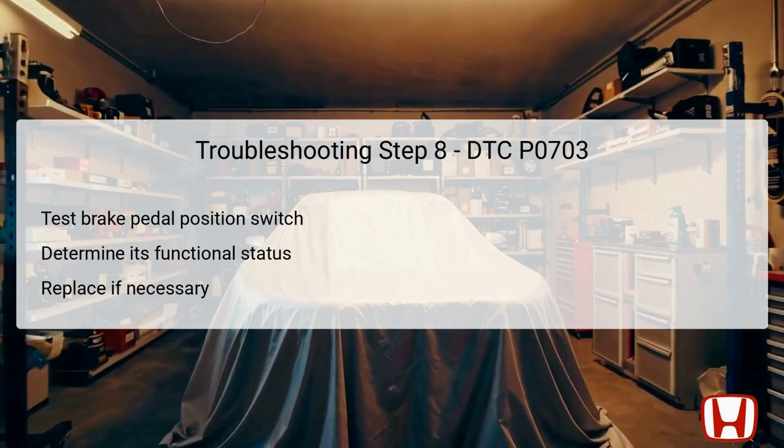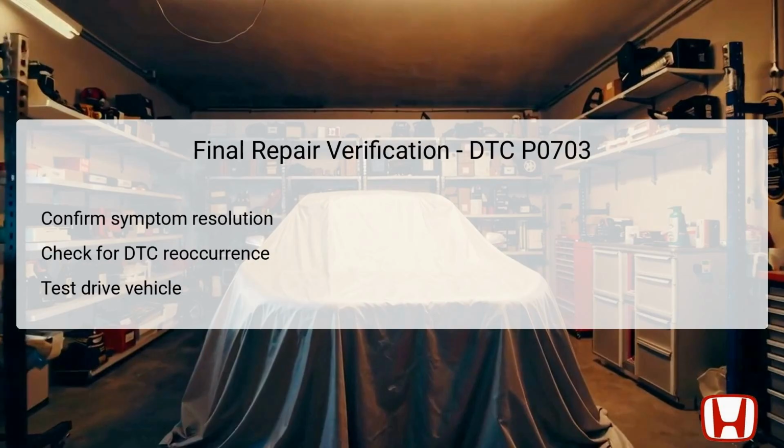If the switch is found to be non-functional, replacing the brake pedal position switch becomes necessary. This conclusive step is crucial to restoring proper functionality to the braking system and ensuring the safe operation of the vehicle. Following the troubleshooting and potential repairs for DTC P0703, conducting a final verification is essential.